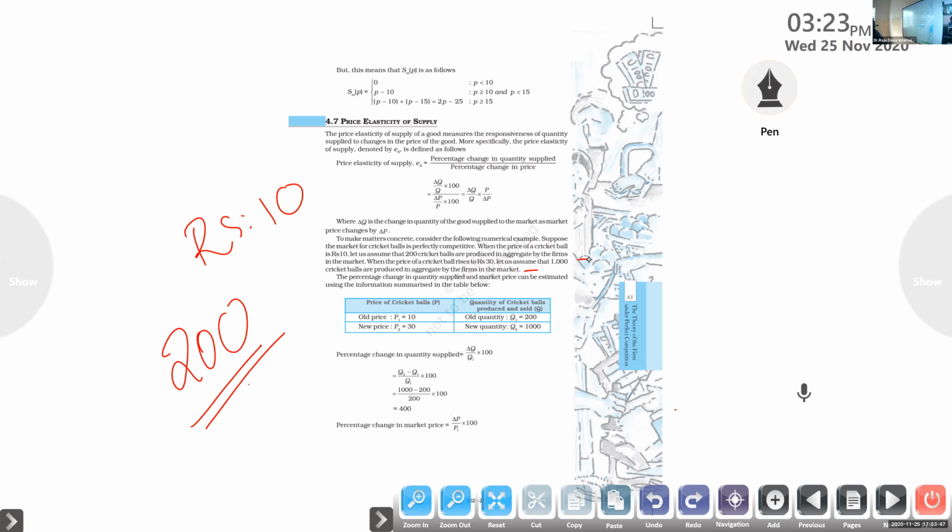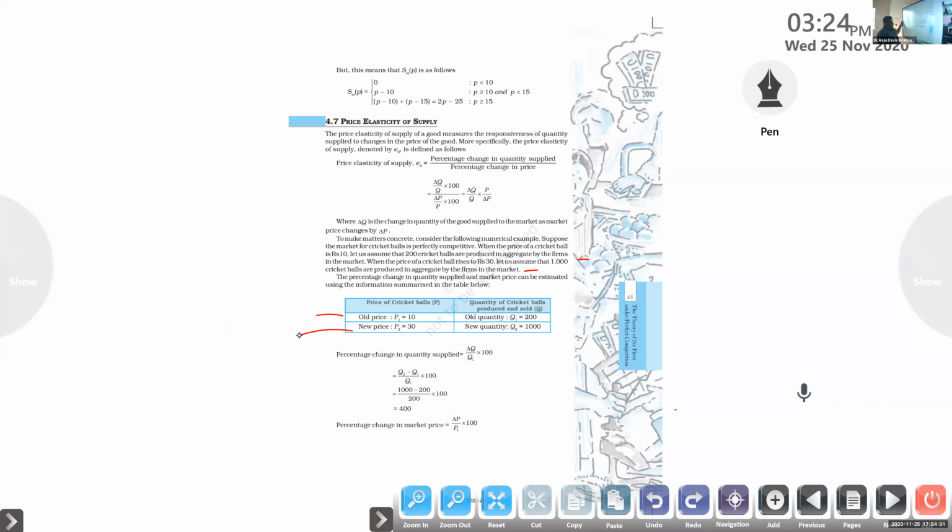Direct relation. So the percentage change in the quantity supplied and the market price can be estimated using the information summarized in the table below. You can see the table here. The first price P1 is equal to 10, and the new price P2 is equal to 30. For the first price P1, the aggregate production by all the firms is 200. For the second price, the new quantity Q2 is equal to 1,000.